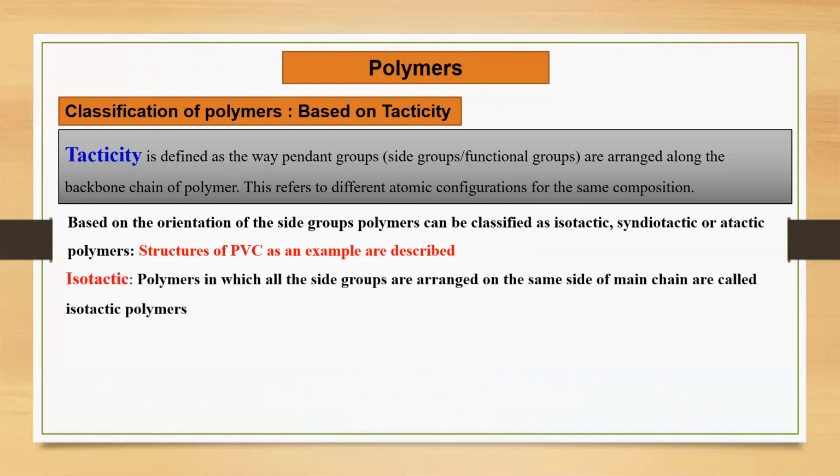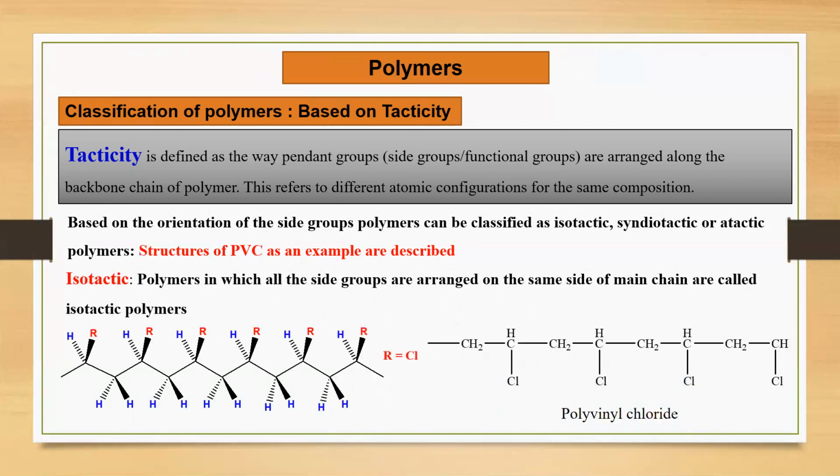First, what are isotactic polymers? Isotactic polymers are the polymers in which all the side groups, that is functional groups, in the case of PVC we'll be mentioning it as chlorine, are arranged on the same side of the main chain. These are called isotactic polymers. As you can see here, all the chlorine atoms are arranged on the same side. This is the functional group, this is the main backbone chain, and the Cl atoms are arranged on the same side.